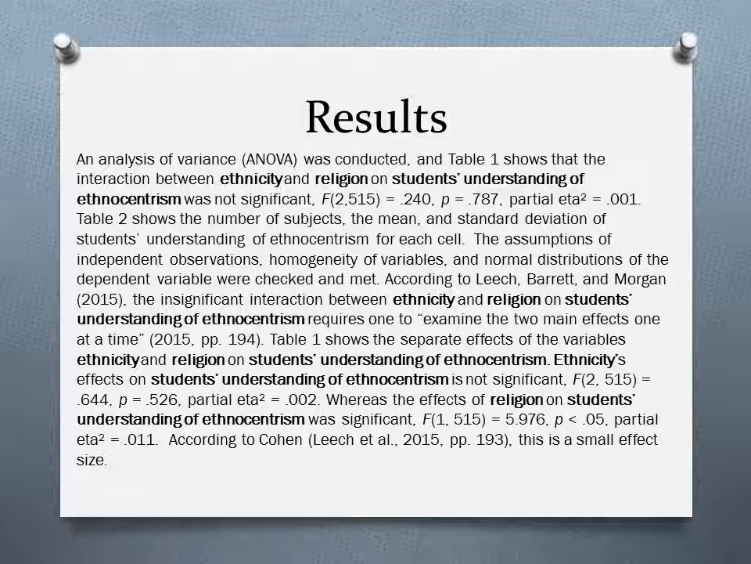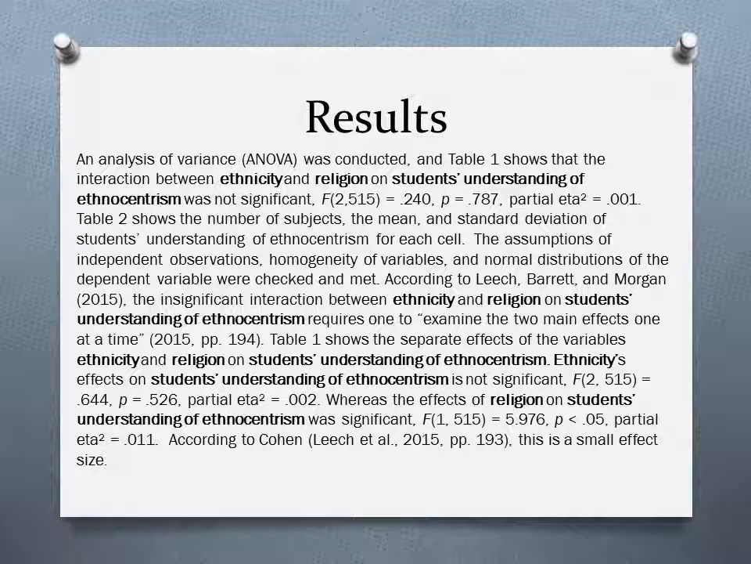Table 2 shows the number of subjects, the mean and standard deviation of students' understanding of ethnocentrism for each cell. The assumptions of independent observations and normal distributions were checked and met. According to Leech, Barrett, Morgan, the insignificant interaction between ethnicity and religion on students' understanding of ethnocentrism requires one to examine the two main effects one at a time.